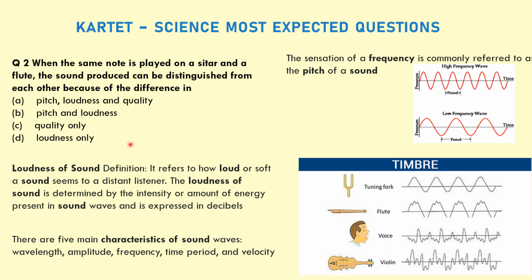These two are not sufficient when the sound is produced with the same note. Let us consider the third characteristic, which is timbre. Timbre is nothing but the quality of a sound. It mainly depends upon the characteristics of a sound wave. All three are the same. The main characteristics of a sound wave are wavelength, amplitude, frequency, time period and velocity.